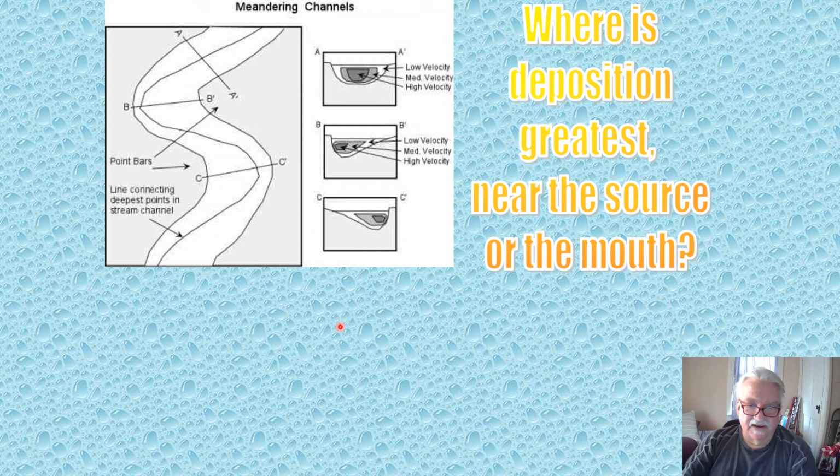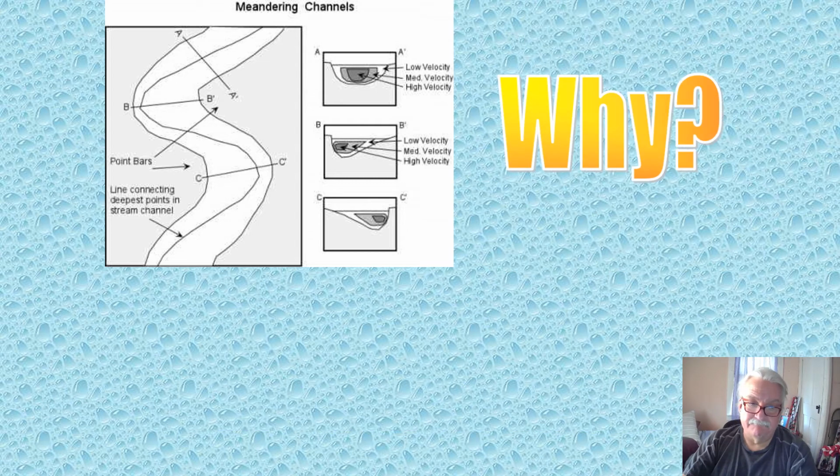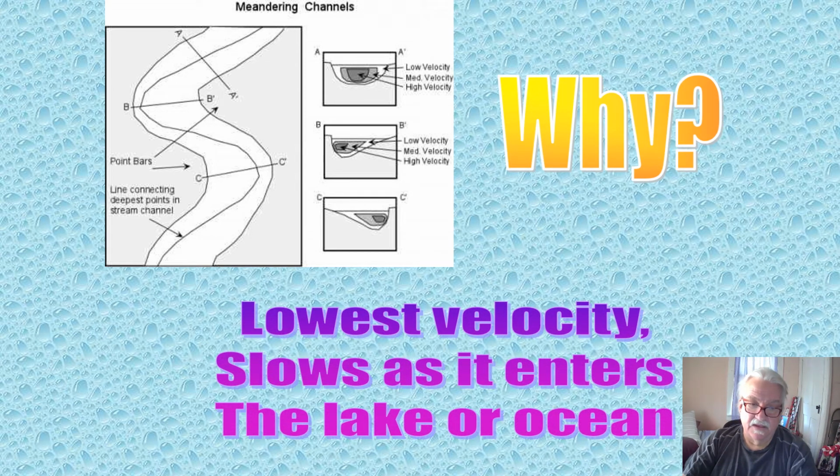All right, now we're going to look at a whole river. Where is deposition greatest? Near the source. Remember, that's where it starts. Or the mouth, where it ends or goes into a lake or ocean. And that's the mouth. It's like a water slide. You go fast. They want you to stop. What do they do? They put a pool at the bottom. And it slows you up. So as it hits a lake or ocean, it slows just like you do on a water slide. And then slowing water can't handle all those big particles and it drops them.